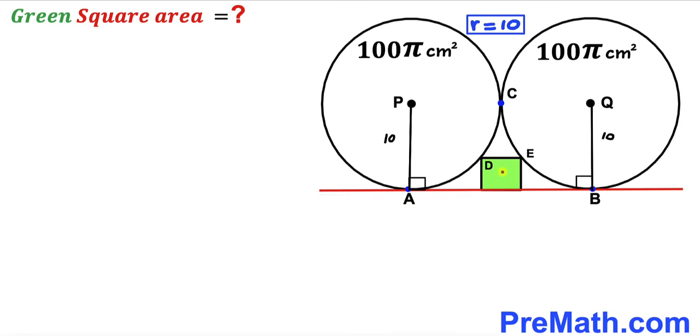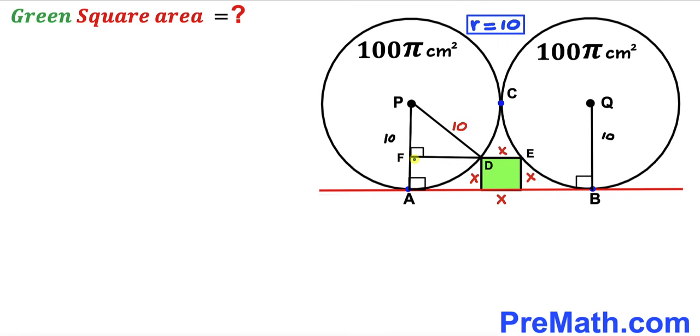Now let's focus on this tiny green shaded square. I'm going to label its side length as x. Then all its side lengths are going to be x across the board, since this is a square. In this next step, I'm going to connect this center P with this point D. We can see that PD is the radius of this circle, and we know our radius is 10 centimeters. So our radius PD turns out to be 10.